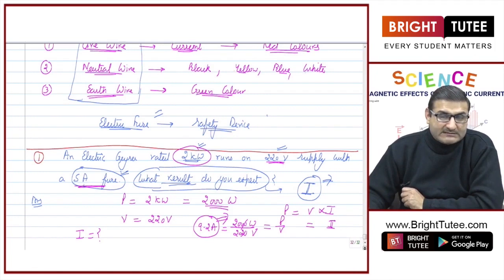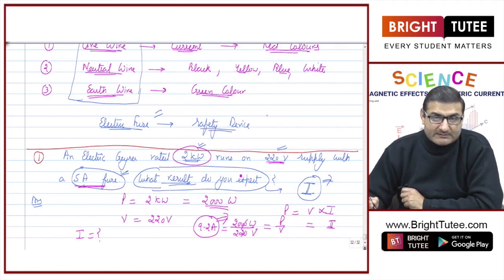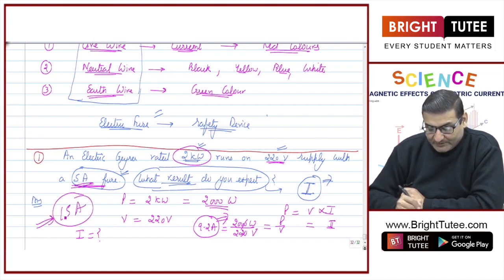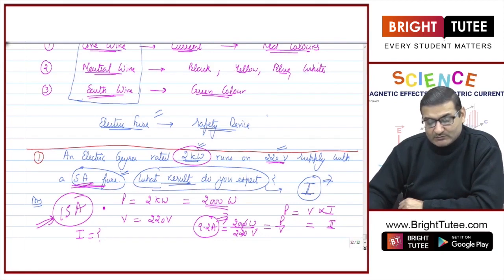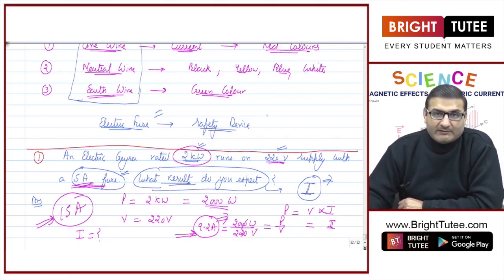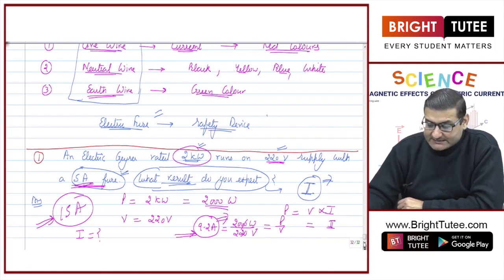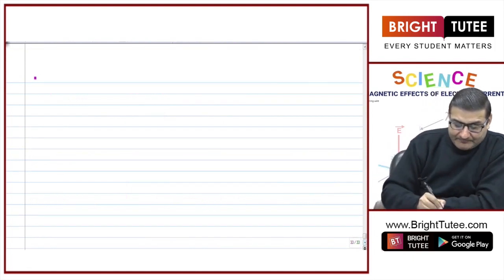And what possible suggestion would we like to give to such a person using this appliance? Use a fuse with a power rating of 15 amperes. If we are using a 15 ampere fuse and this appliance requires 9.2 amperes, it's comfortable using it. This is the first type of question that you will get. Quite an important question. Hope you have related it. Alright, the second type of question, let us see.